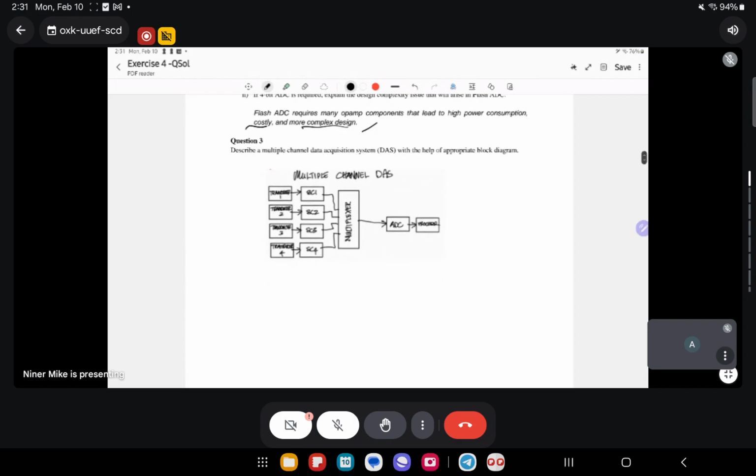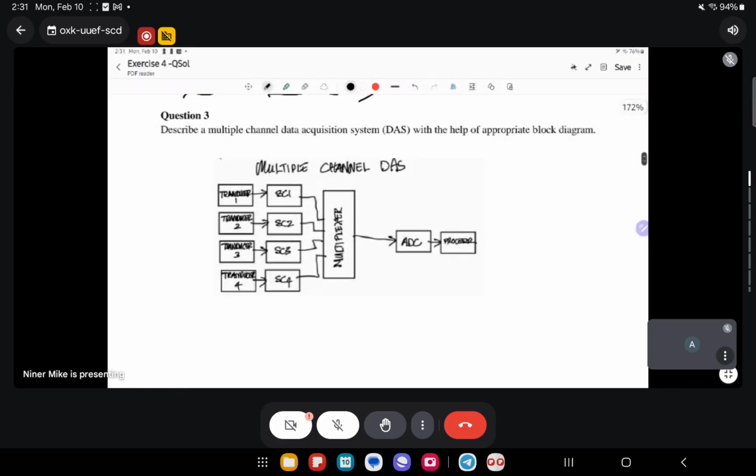Describe a multiple channel data acquisition system with an appropriate block diagram. So in this example, you have many transducers, like this example shows 4 transducers, and each transducer probably gives you a different type of signal, so you require specific signal conditioning. So you have signal conditioning 1, 2, 3, 4, each for the individual transducer, and then you come to the multiplexer, because the ADC is the key component.